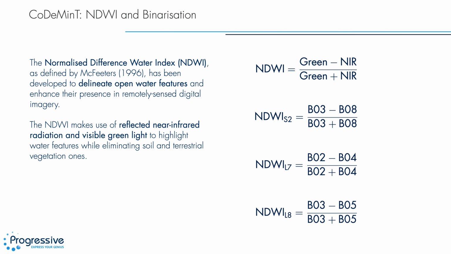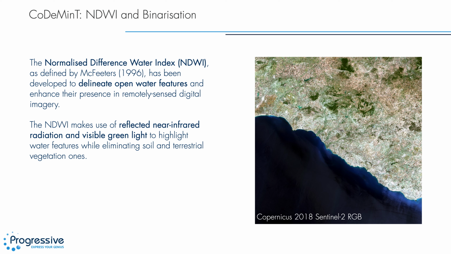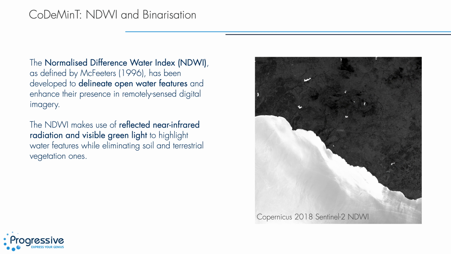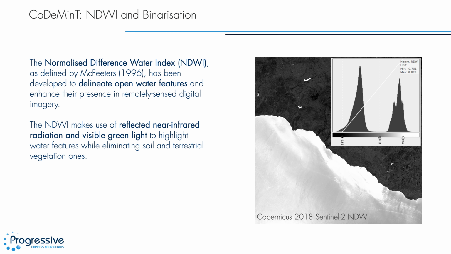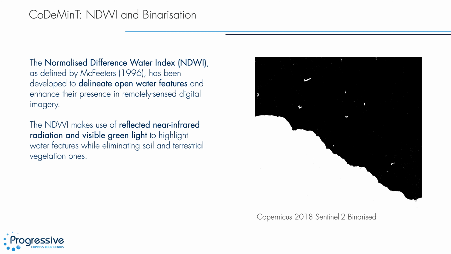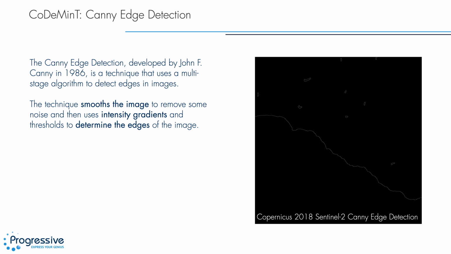The core of the tool is based on the concept of the normalized difference water index and on the cutting edge detection technique. The NDWI is an index capable of delineating water features, and it basically allows us to binarize images into water versus non-water elements, as you can see here. Once the image is binarized, the cutting edge detection technique is used to determine the boundaries of the water features and thus of the coastline, as you can see in the example.